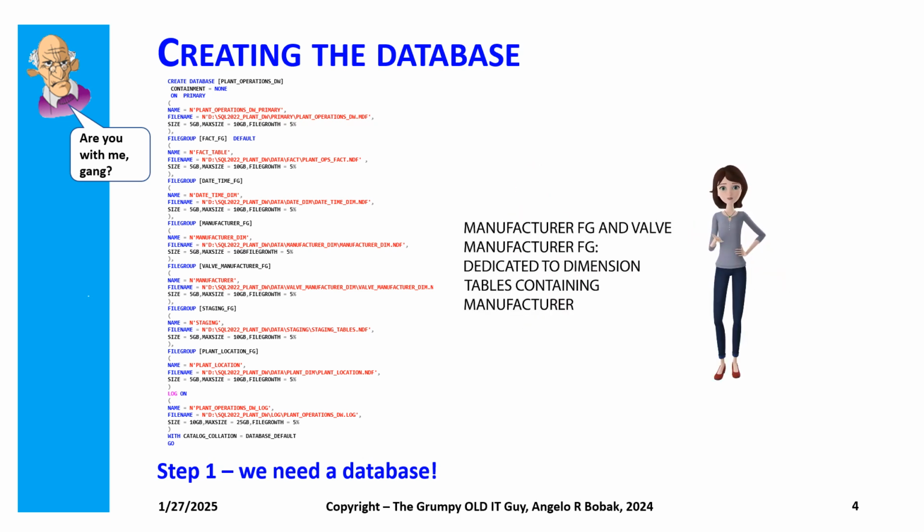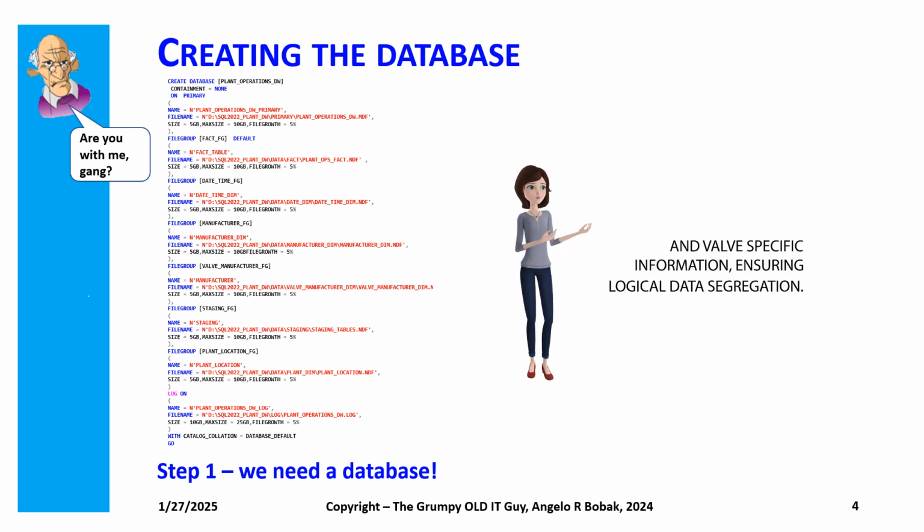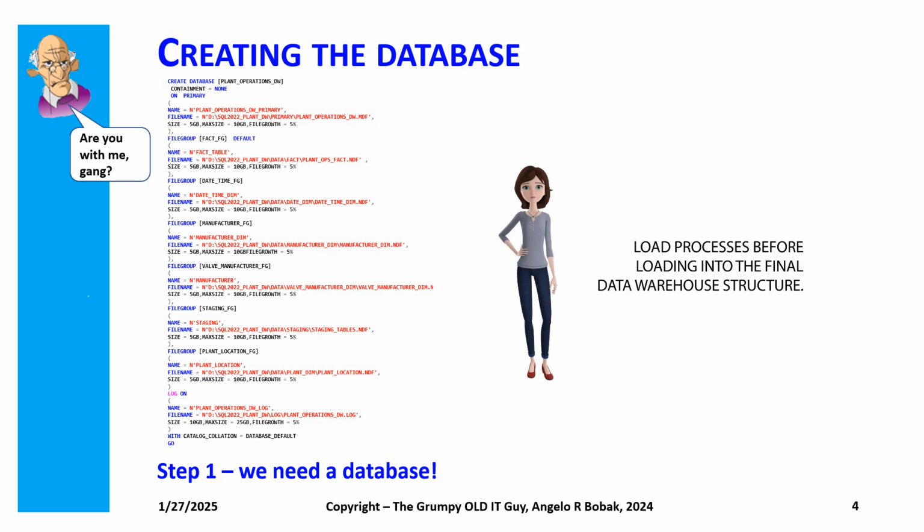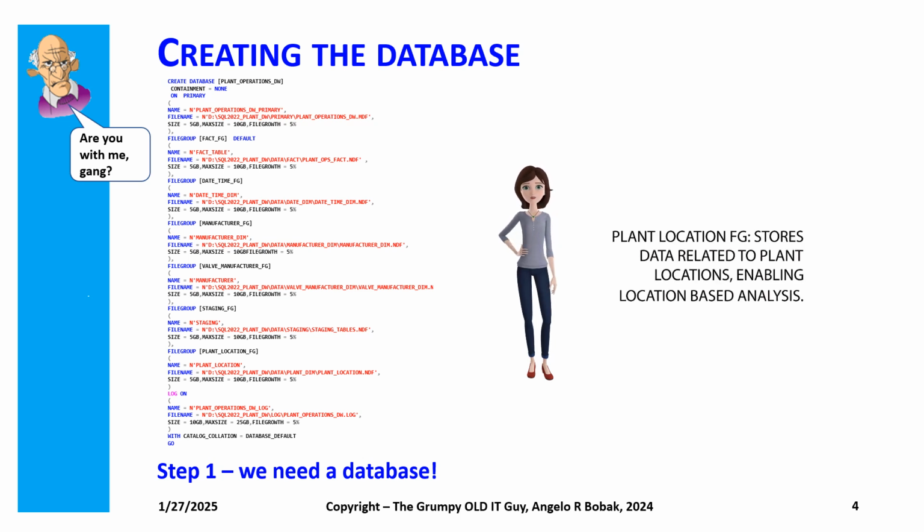ManufacturerFG and ValveManufacturerFG are dedicated to dimension tables containing manufacturer and valve-specific information, ensuring logical data segregation. StagingFG is reserved for staging tables that temporarily store data during extract, transform, load processes before loading into the final data warehouse structure. PlantLocationFG stores data related to plant location, enabling location-based analysis.